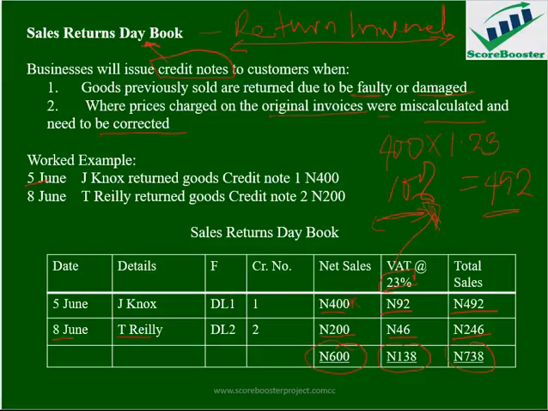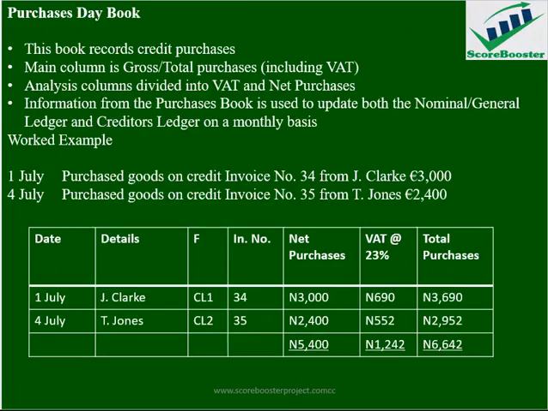Now, the next item is purchase. Whenever you have a purchase day book, we told you purchase day book, like sales day book, also deals with credit purchases. This book records a credit purchase. The main column, like what we have here, is also recording the total including VAT. We analyze this one into two, and the two are VAT and net purchases.